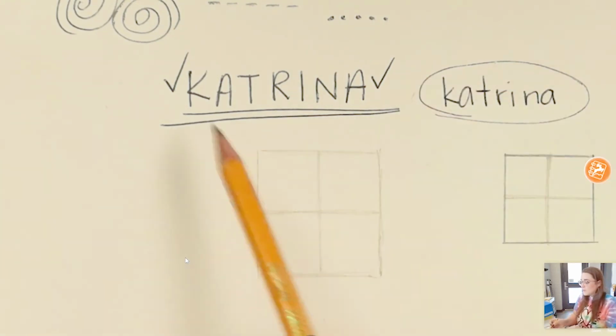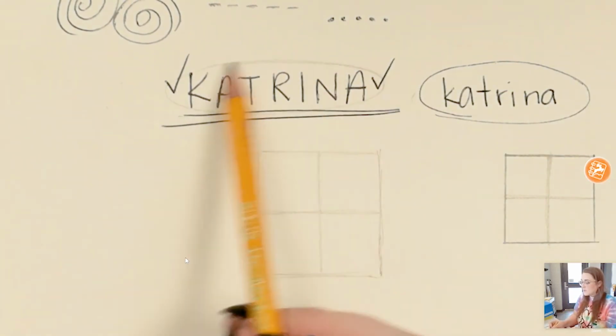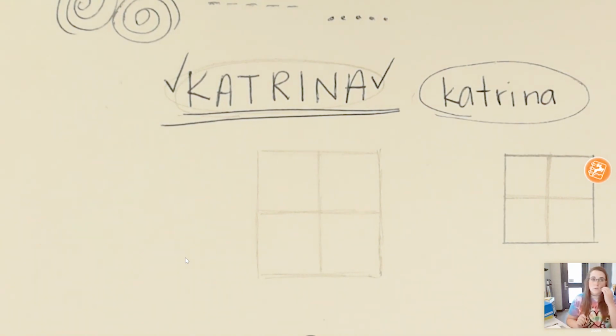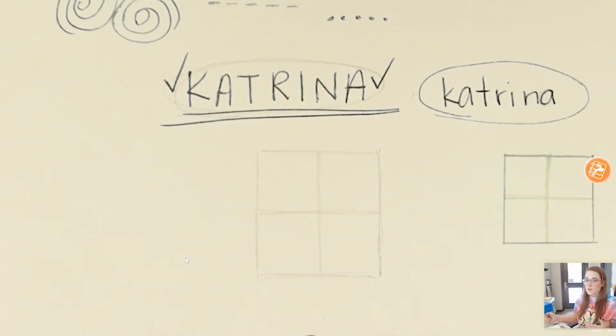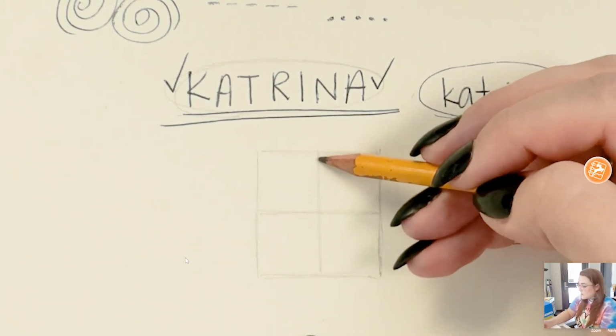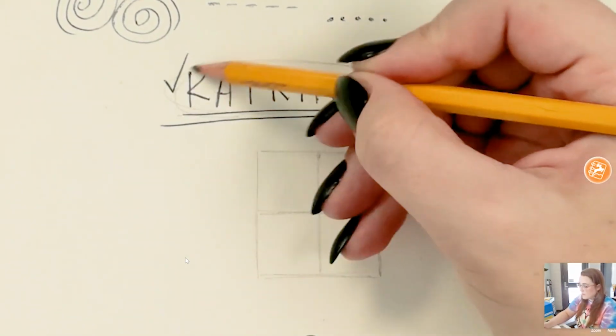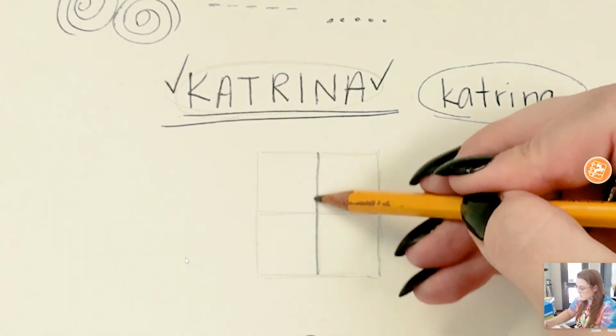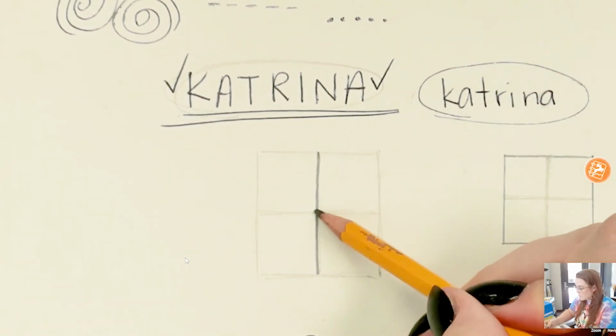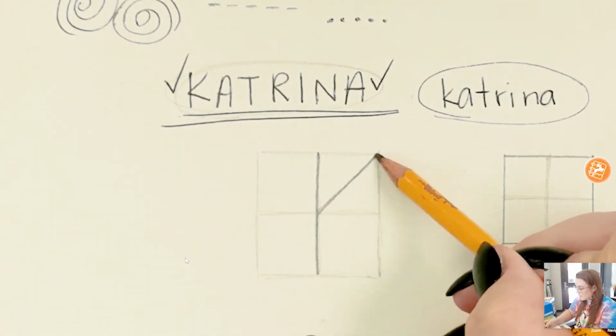So the reason why I suggest you use capital letters is because capital letters tend to have really straight angled lines, whereas lowercase can be a little bit more curved and curvy. And curvy lines can be a little bit tricky with this lesson. So we're going to start off with some nice straight lines. So I always like to start with my first letter, and I like to figure out an interesting placement for it. So I'm just going to go in and draw out my letter K.